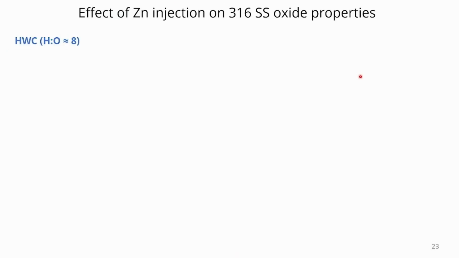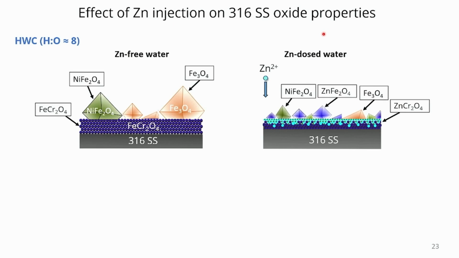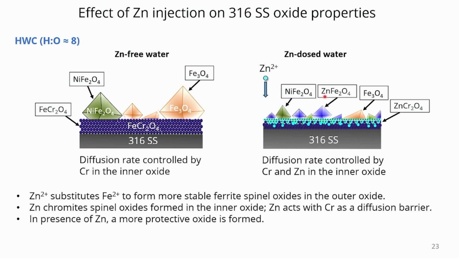Let's now just recap the main results obtained so far. So we have seen the effect of zinc injection on the oxide properties, and what we observe is that the magnetite was dissolved in the presence of zinc ions, so zinc could substitute iron to form more stable ferrite spinel on the outer layer surface, where stable zinc chromite spinel is formed in the inner oxide layer. And therefore, this could suggest that zinc could act together with chromium as a diffusion barrier for the metal ions into the oxide, and therefore form a more protective and thinner inner oxide layer.